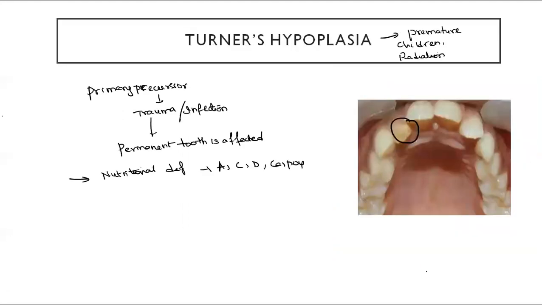Next is Turner's hypoplasia, which is related to enamel hypoplasia. Here, if there is local infection or trauma in the primary precursor, it affects the individual permanent tooth. In the first year of life, you can see fever, fluorosis, nutritional deficiency.